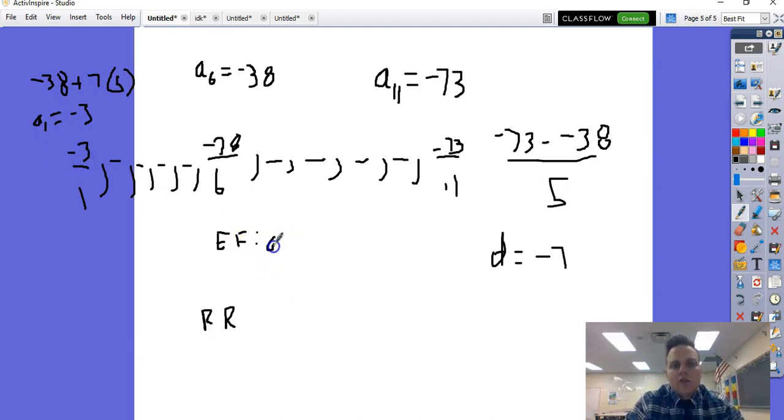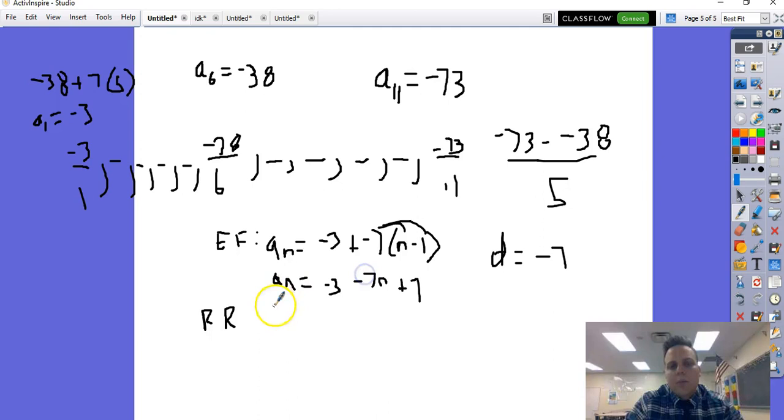So my explicit formula is just a sub n is equal to the first term, negative 3, plus d, which I know is negative 7, times n minus 1. Okay? So then I get a sub n is equal to, multiplying out, negative 3 minus 7n plus 7. And we put like terms together, and we're going to get a sub n is equal to negative 7n plus 4. Bam, there's your explicit formula. So then your recursive rule is a sub n plus 1 is equal to a sub n minus 7. And there you go.